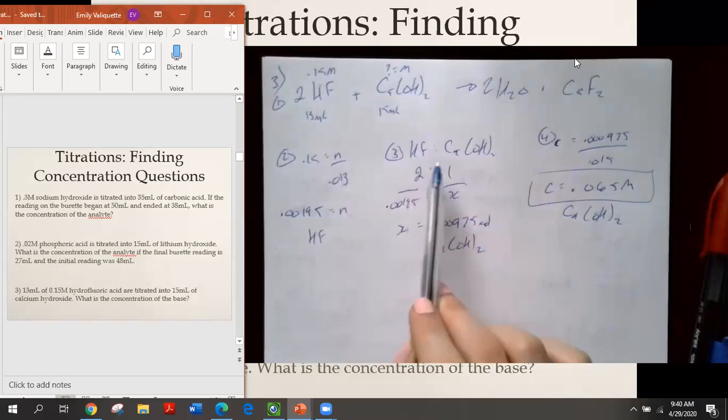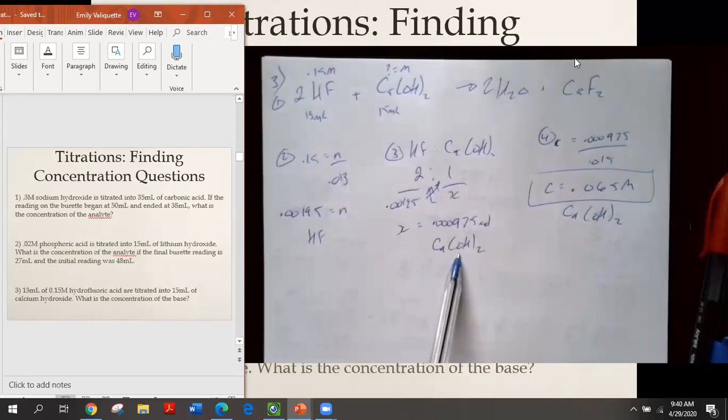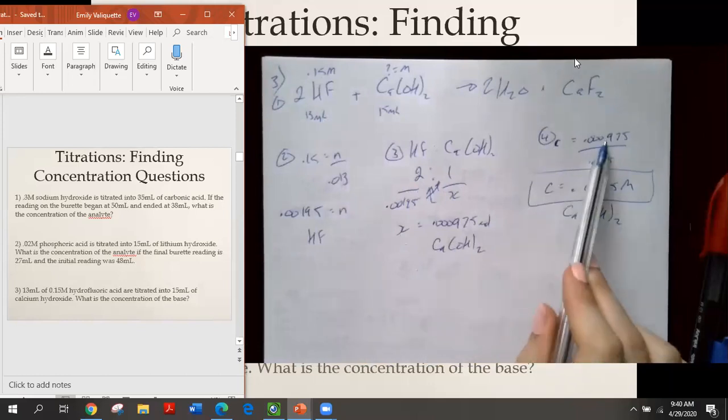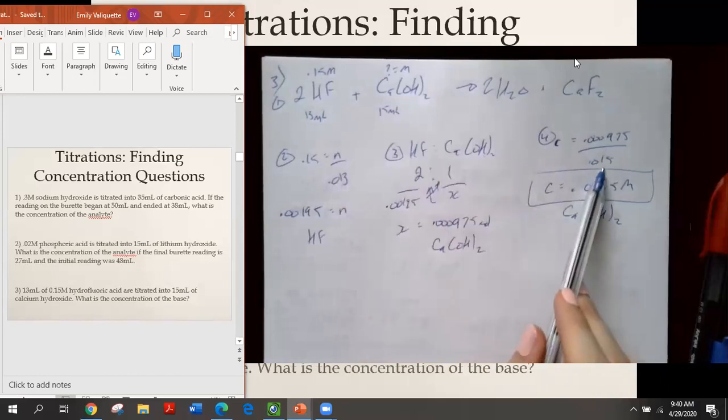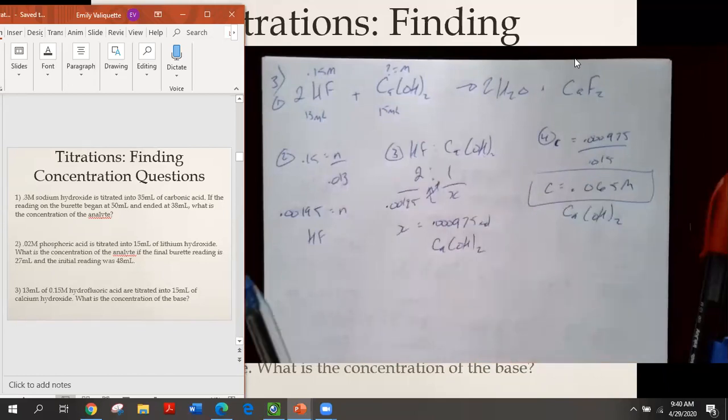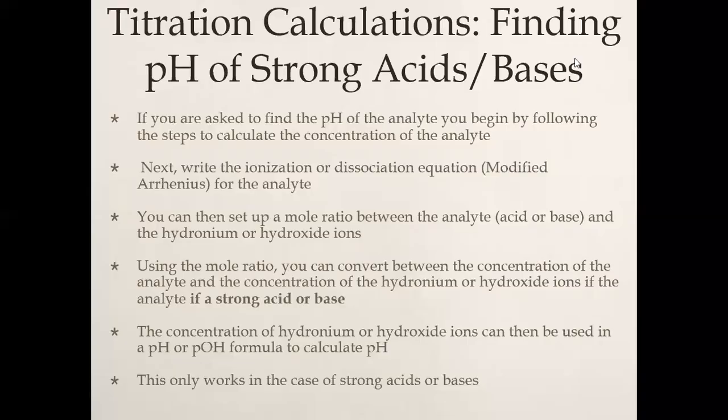We set up a mole ratio between that and our base, which is a 2:1 ratio. Cross multiply and divide and get 0.000975 moles of calcium hydroxide. Plug that into C equals N over V using the volume of calcium hydroxide in liters and get 0.065 molar calcium hydroxide.